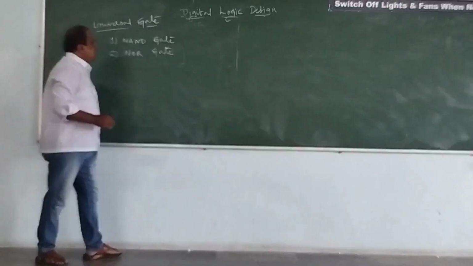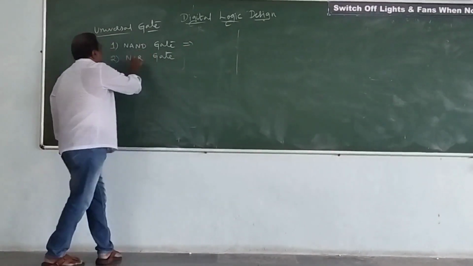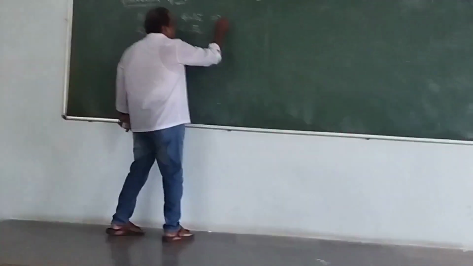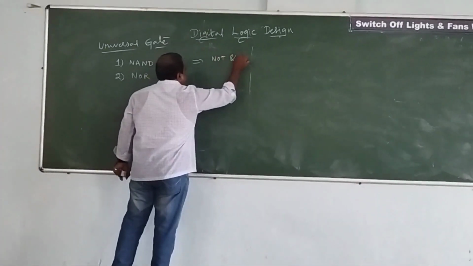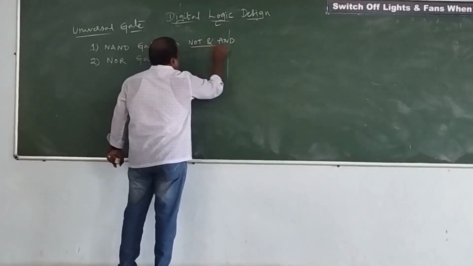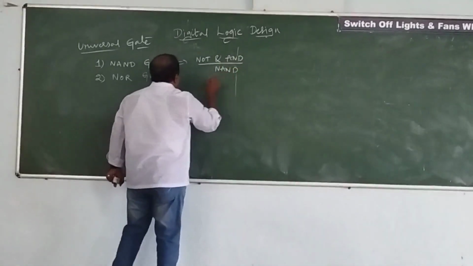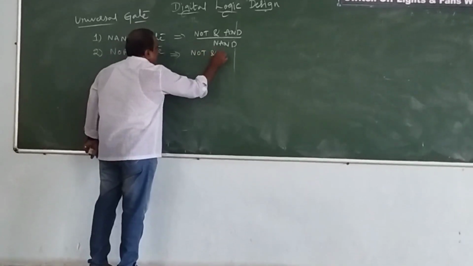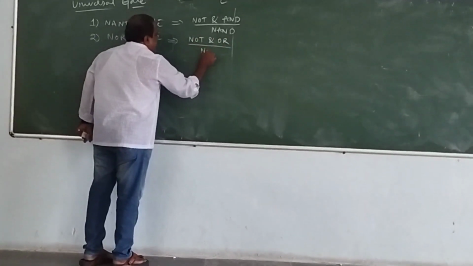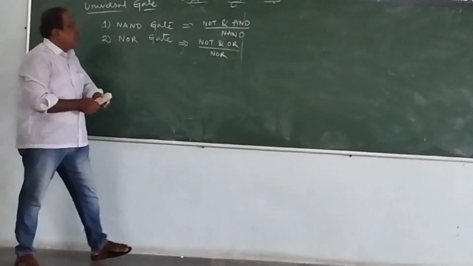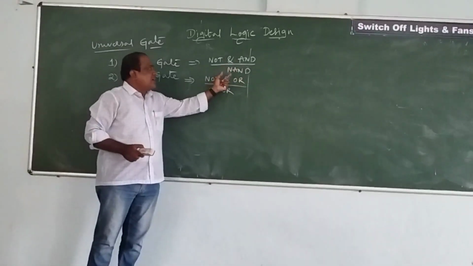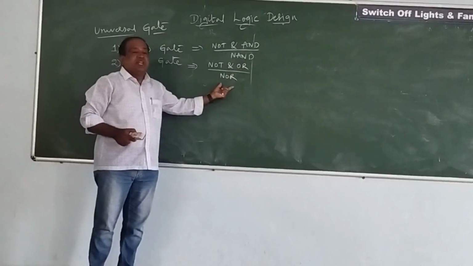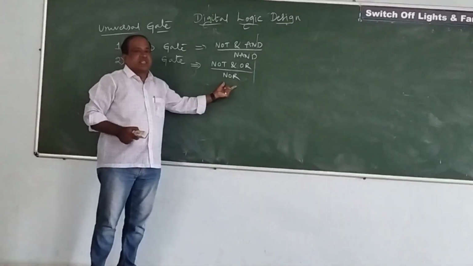NAND is nothing but NOT and AND. By combining both of these, you can create the NAND. Similarly, if you want to create the NOR operation, you can create it by using NOT and OR. Unless you know these basic gates, you cannot understand the logical operation of the NAND or the NOR. So for that, it is necessary to study the basic operations of the logical gates.